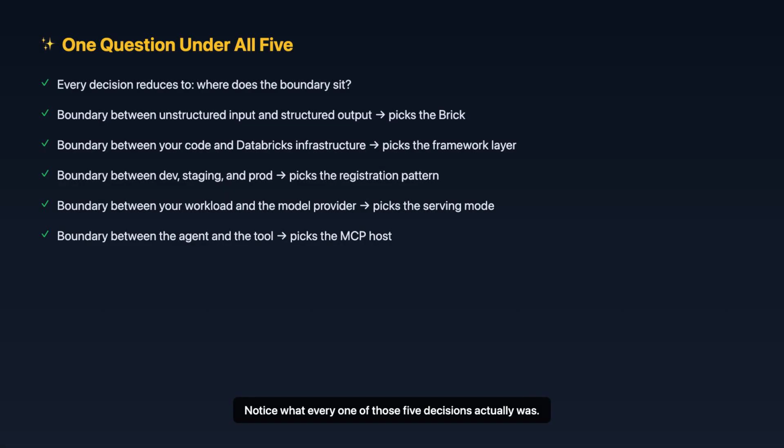Notice what every one of those 5 decisions actually was. Each one came down to the same question: where does the boundary sit? Between unstructured input and structured output, between your code and Databricks infrastructure, between dev, staging, and prod, between your workload and the model provider, between the agent and its tools. Get the boundary question right before you write a line of code, and the framework choice falls out of it.